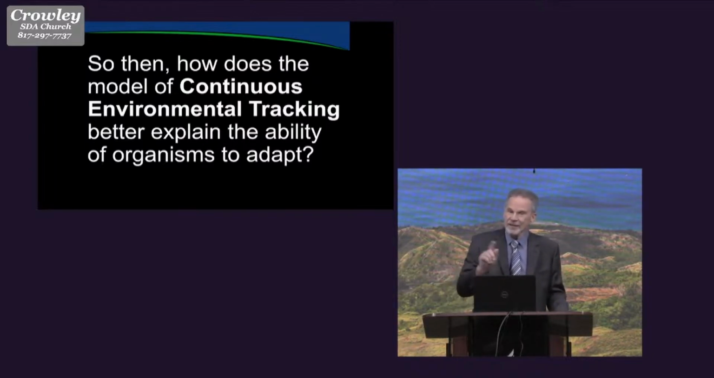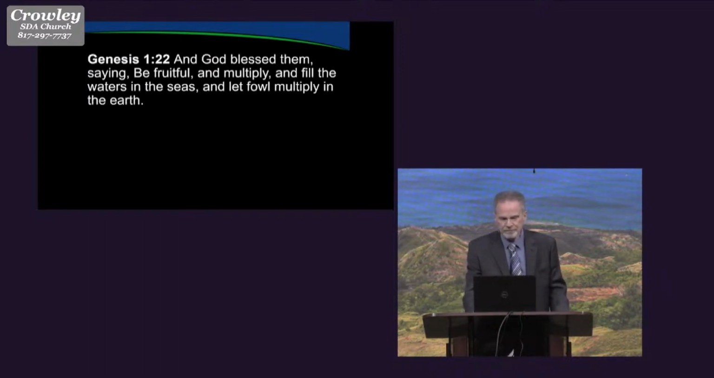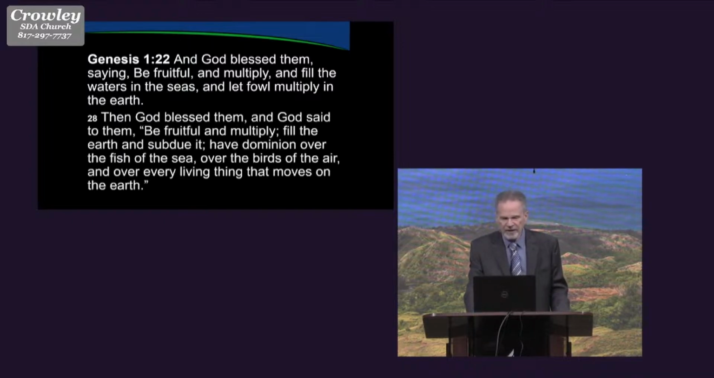Well, to understand that, let's quickly go back to God's original dominion mandate, which was this. Genesis 1:22, God blessed them, saying, be fruitful and multiply and fill the waters in the seas and let fowl multiply in the earth. Then referring to the birds and the fishes, he says, God blessed them, and God said to them, be fruitful and multiply, fill the earth and subdue it, have dominion over the fish of the sea, over the birds of the air, and over every living thing that moves on the earth.